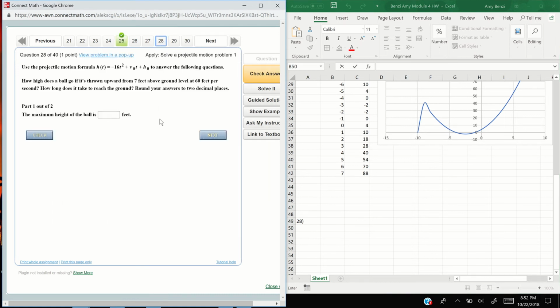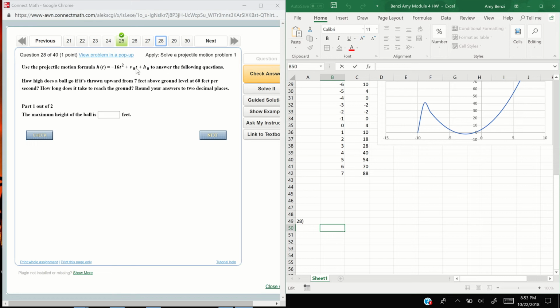Okay, here's one. Everybody goes nuts over this problem. It's just a simple, I know it's not simple, and it's a college algebra problem. But we're simply going to calculate the height according to the time of a projectile motion. In this case, what do we have? How high does a ball go if it's thrown upward from 7 feet above the ground, from the ground level at 60 feet per second? Well, 60 feet per second is our velocity, and 7 feet above ground is our height.